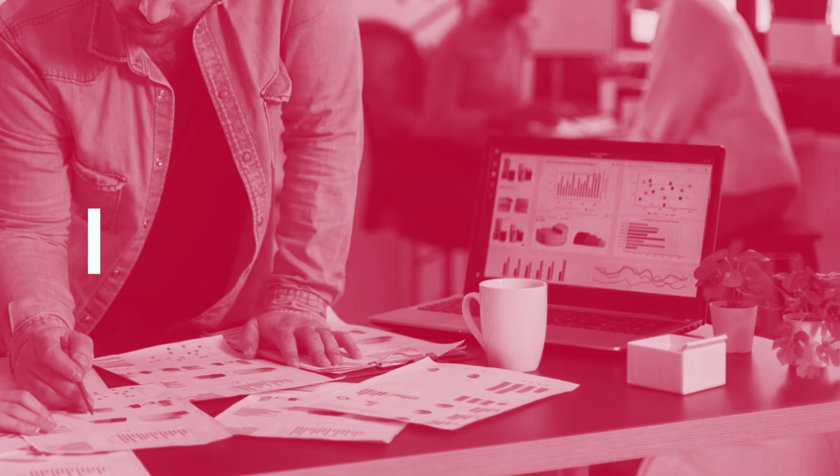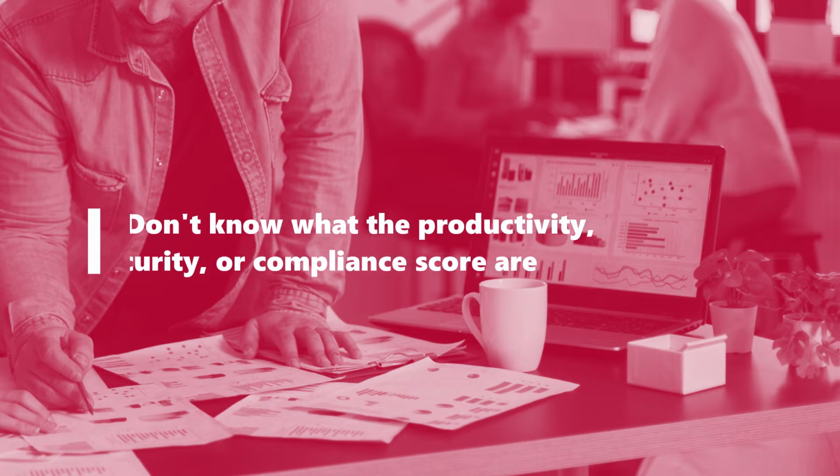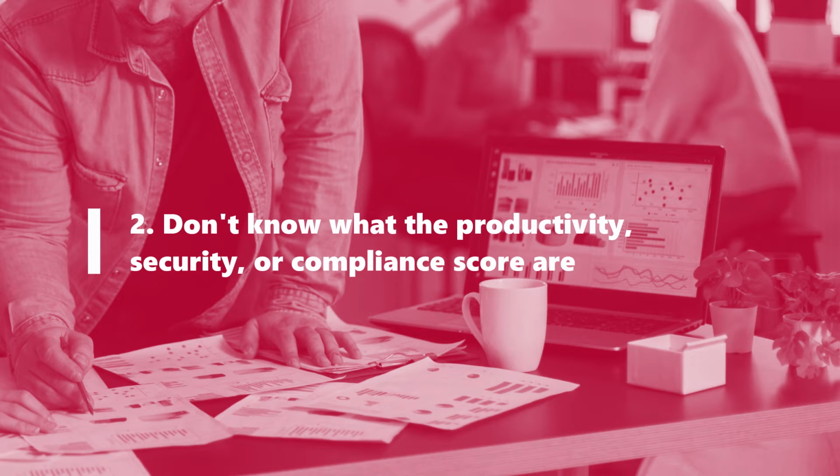Let's talk about number two, the second biggest mistake that we see a lot of organizations make. And this one is actually pretty straightforward. A lot of organizations don't know when we say, do you know what the productivity score is? Do you know what the security score is or the compliance score? They say, no, we don't know what those are. And so that's a shame because these are metrics and systems within Microsoft 365 that are actually meant to help guide you towards using more of Microsoft 365 functionality and rolling it out in more effective ways.